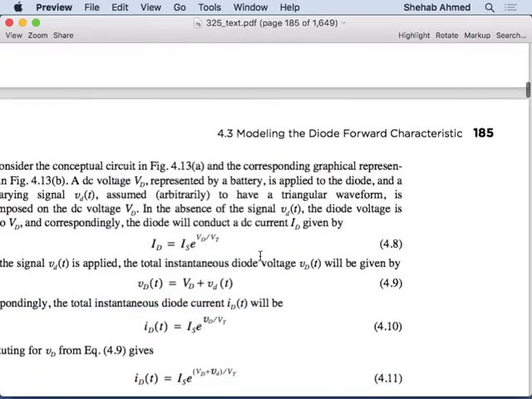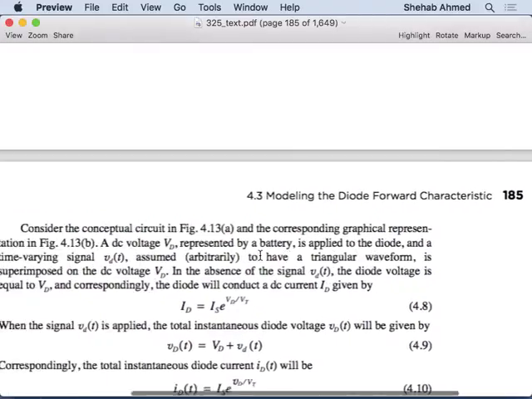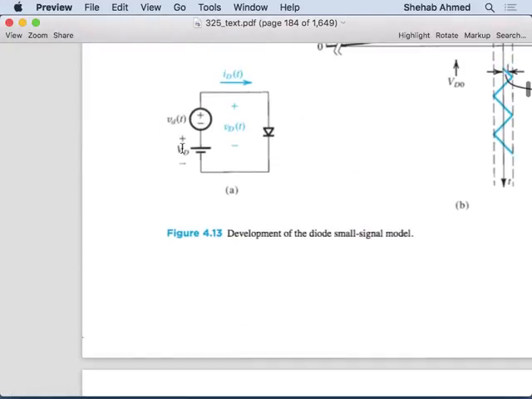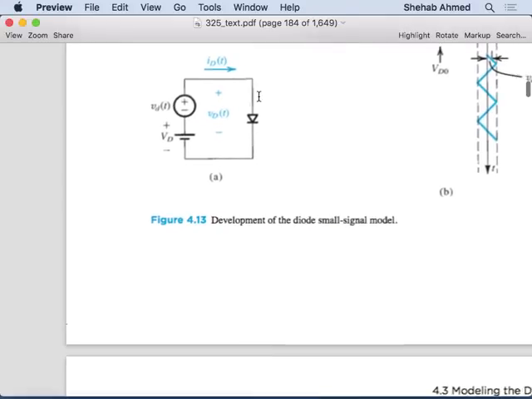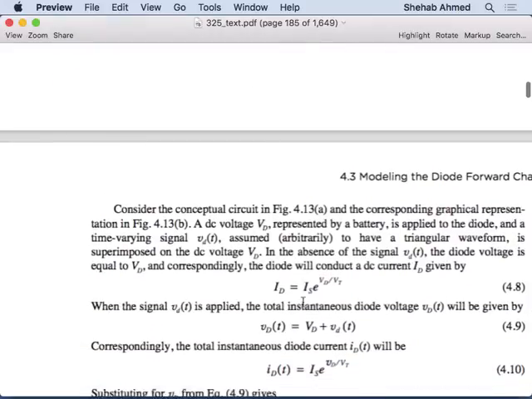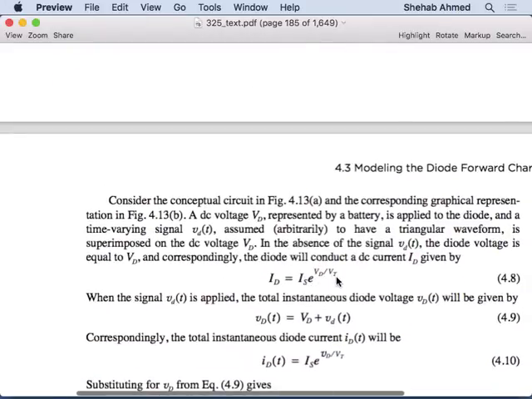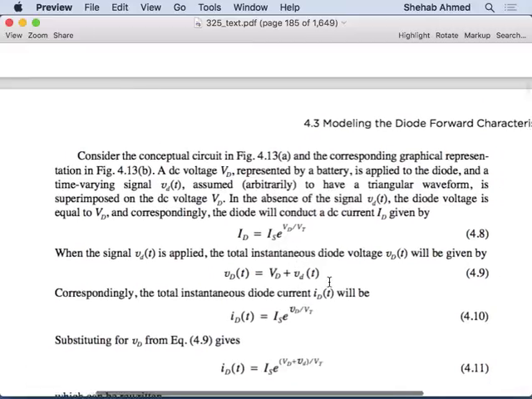If I only have my DC voltage, only V capital D, then what is V small d? V small d is V capital D. What is the current flowing? The current is defined by my exponential equation. So the current is Is e to the capital VD over Vt. We're okay with that? Okay.